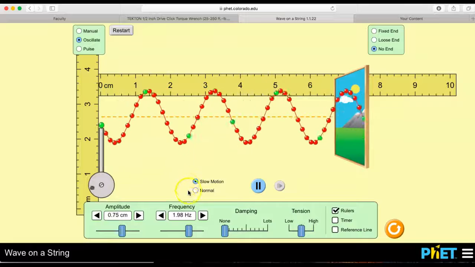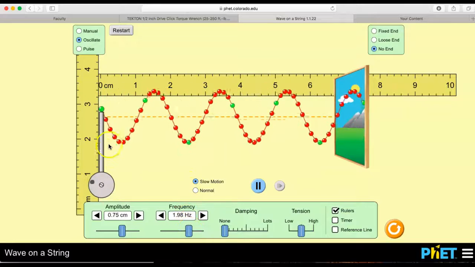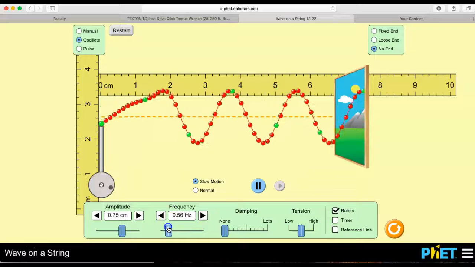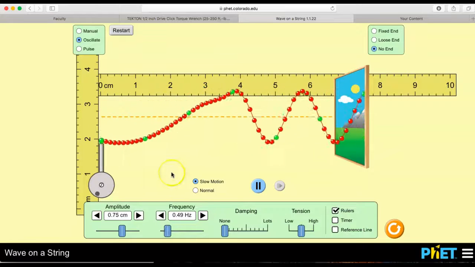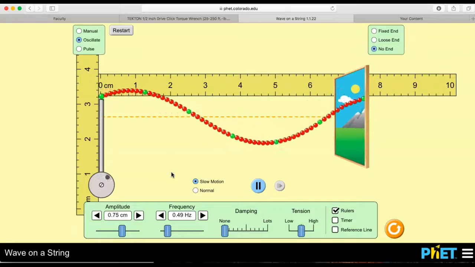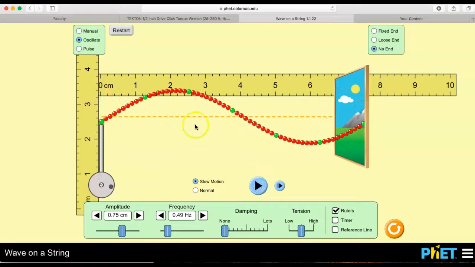But what we're going to do now is lower the frequency with this bar, and so this will move up and down more slowly. So we'll lower that down to just like a half a hertz. All right, and you can see that wavelength has gotten much longer. From here to here is almost 4 centimeters, and that's only half a wave. That's from a crest to a trough. So the full wavelength, instead of 2, has now gone up to almost 8 centimeters.